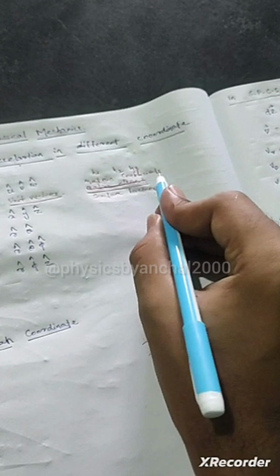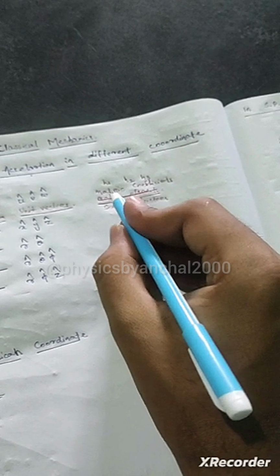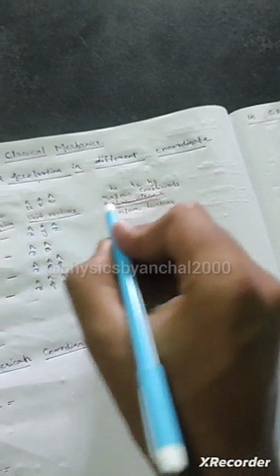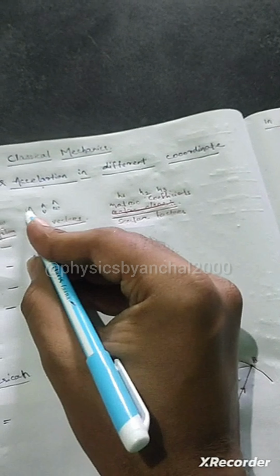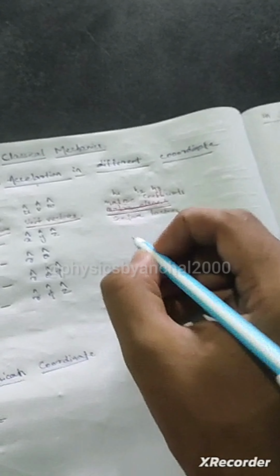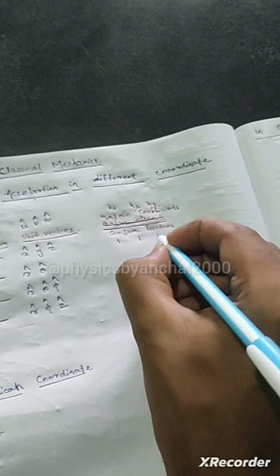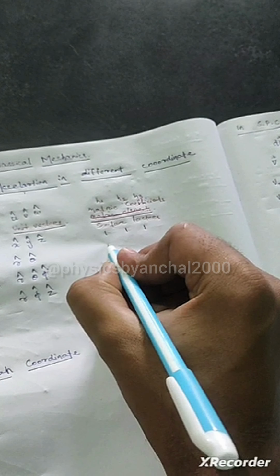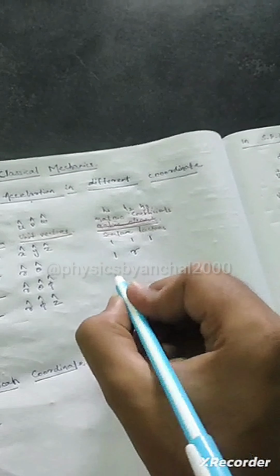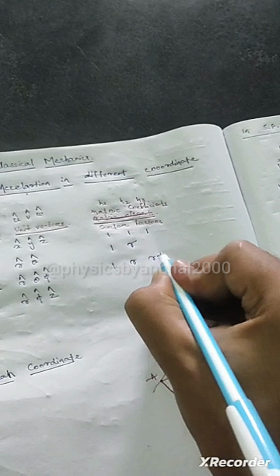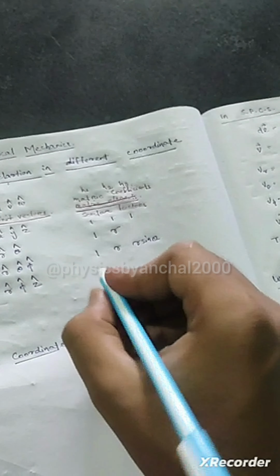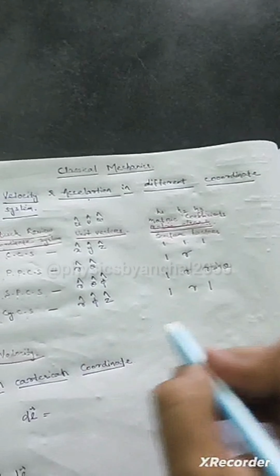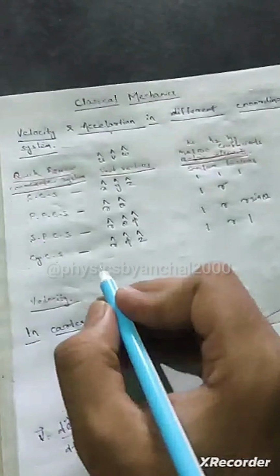And what are the metric coefficients in different coordinate systems? The metric coefficients are generally h1, h2 and h3 in curvilinear coordinates. In Cartesian coordinates, what are the values of h1, h2 and h3? These are 1, 1, 1. And in plane polar coordinates, these are 1 and r. In spherical polar coordinates, these are 1, r, r sin theta. And in cylindrical coordinates, these are 1, r, 1. Okay, you all know about it. Now let's start our topic.